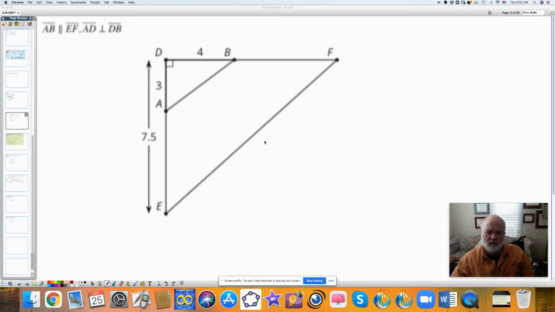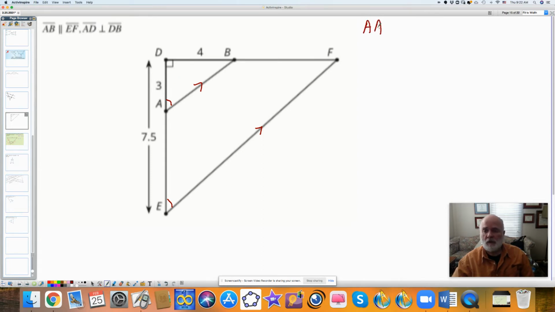We're given that segment AB is parallel to EF. I'll mark that on my drawing. Parallel. This makes this a side splitter. You have corresponding angles that are congruent, and this angle is congruent to both of the triangles by the reflexive property. So by angle-angle triangle similarity, the two triangles are similar by this theorem.